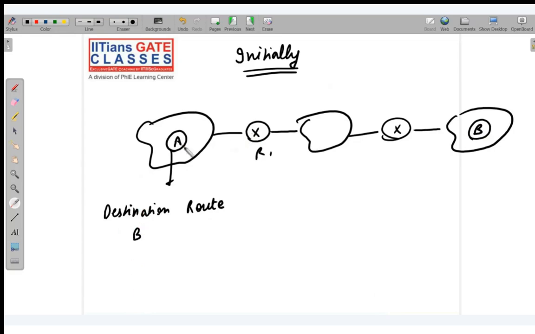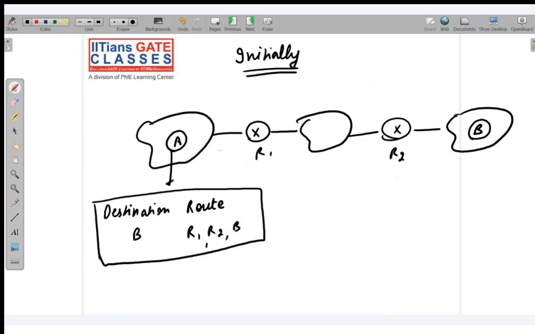I have told you, routers as well as computers both have routing tables. So it will make an entry here for B. I'm just assuming that B is there, and showing only one entry for simplicity, otherwise I would have to make a very big table. So destination is B, and the route will be: first the packet will go to R1, then to R2, and then to B. So this is the content of the routing table for A.